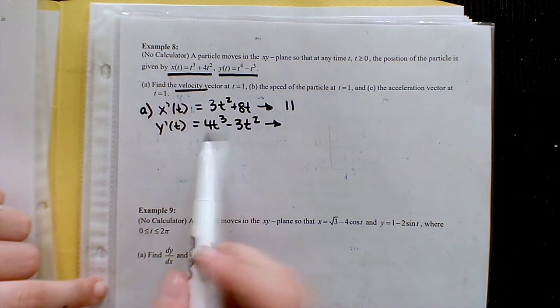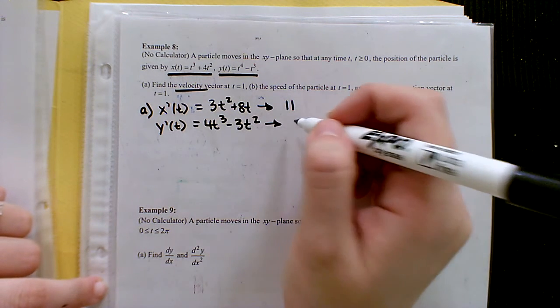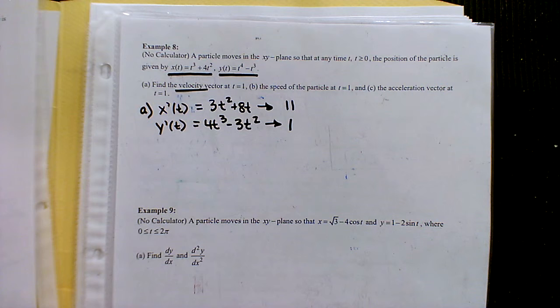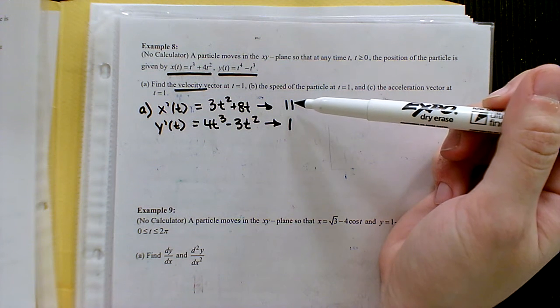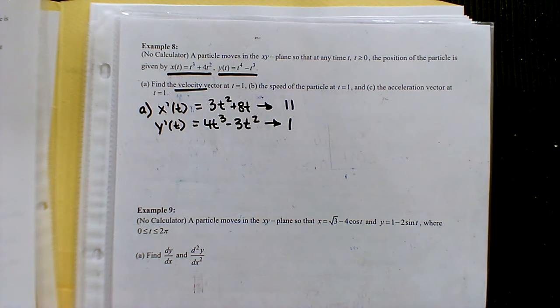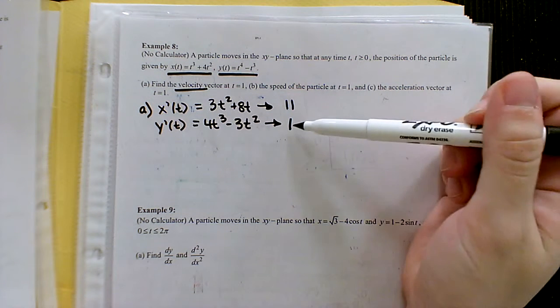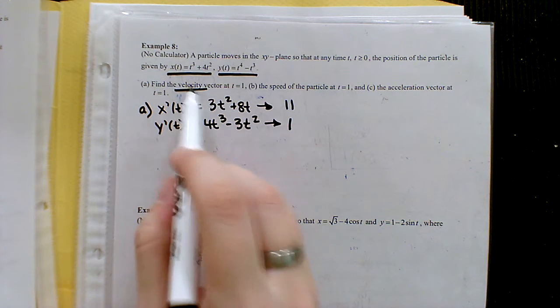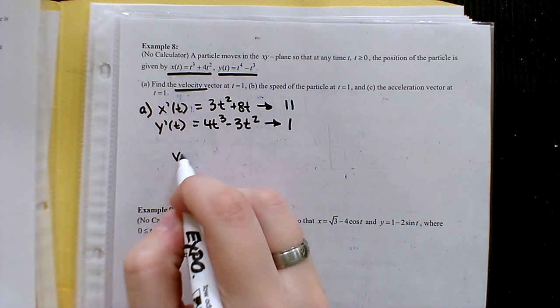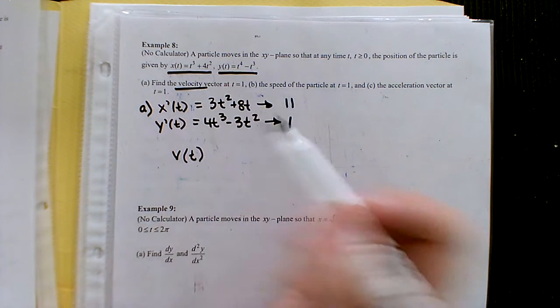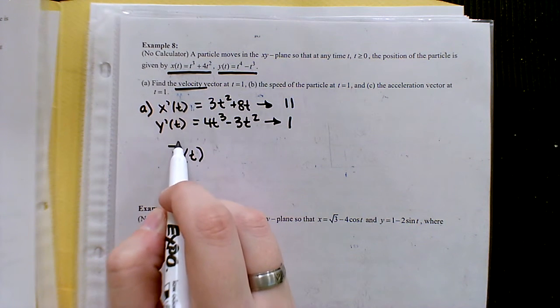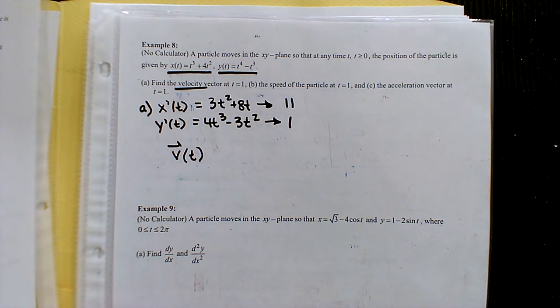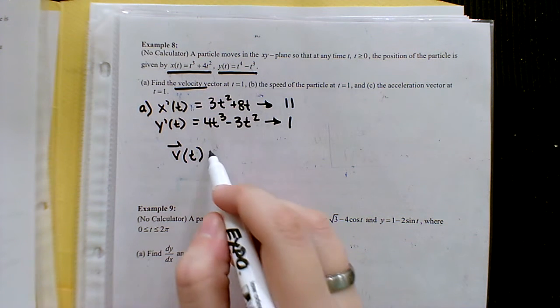And if we were to plug in 1 for the t's in the y derivative, it looks like we would get 1. So the 11 is representing our rate of change horizontally. The 1 is representing our rate of change vertically. Let's go ahead and represent the velocity vector. So we would say v of t, with a little half arrow above it, symbolizing a vector.